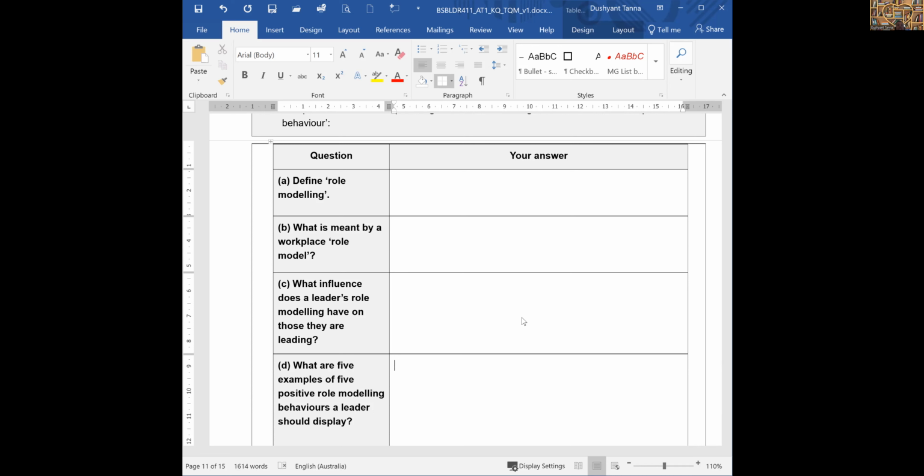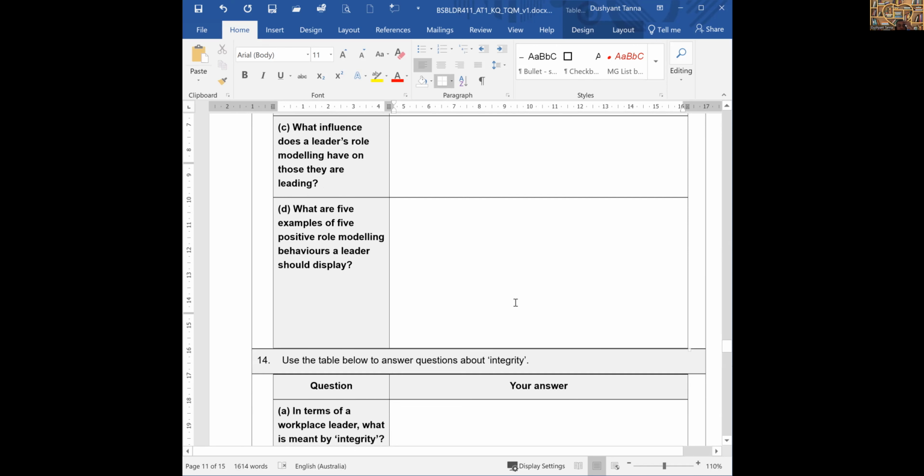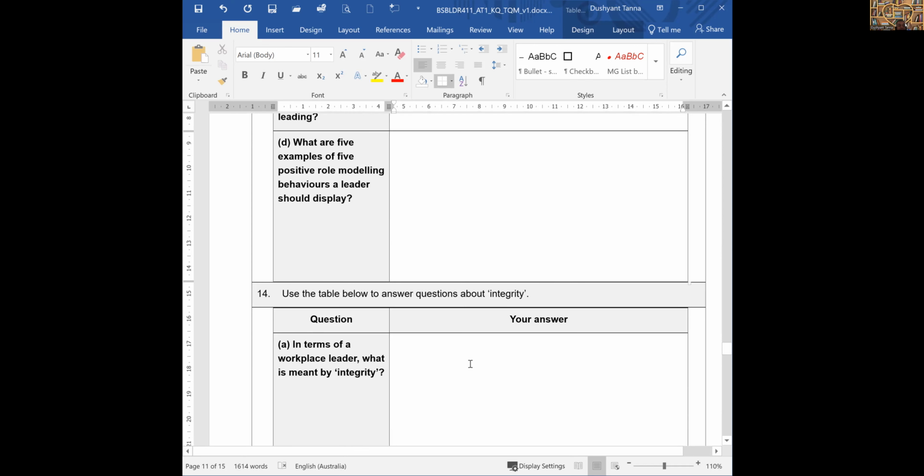What are the 5 examples of positive role modeling behavior? Punctuality to start with, honesty, fairness, initiative, ethical behavior, compliance, proper presentation, respectful, work with integrity, a lot of them. It's okay. Again, you can go back to the recording and follow what you might have missed. Don't worry about capturing all of them now.